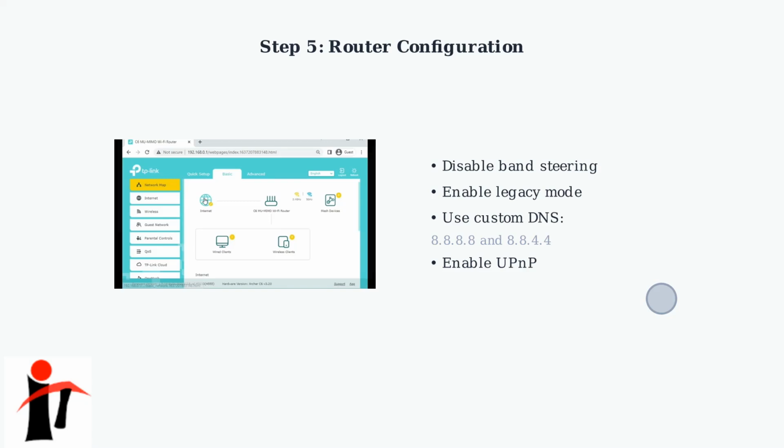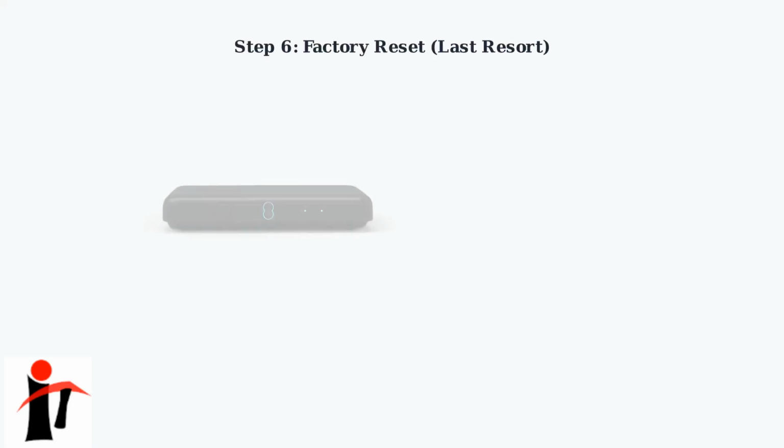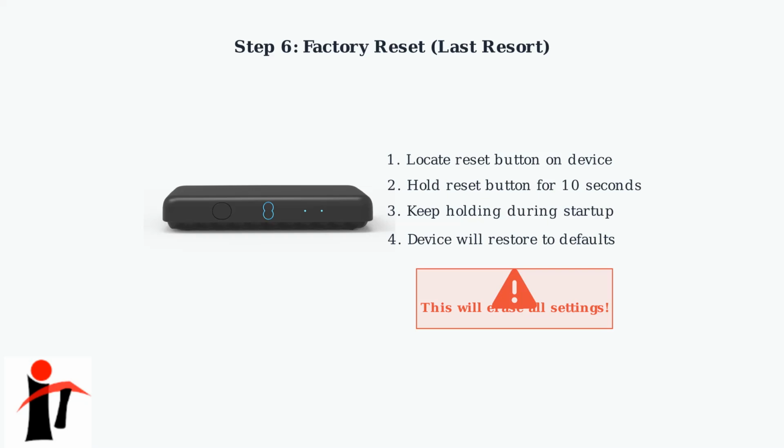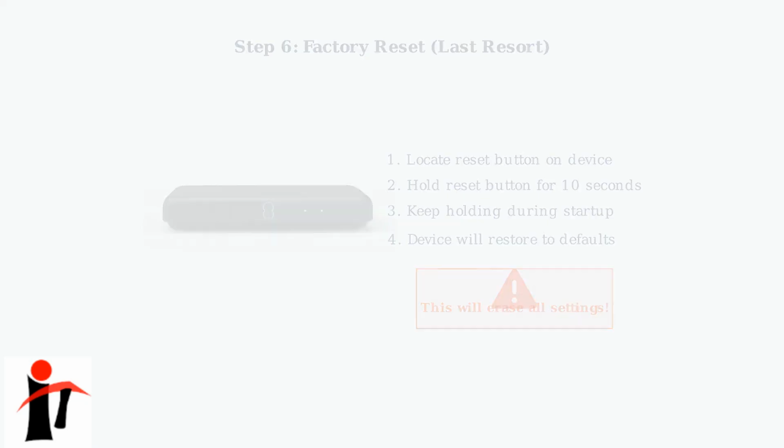Disable band steering if available, enable legacy mode for better compatibility, and consider using custom DNS servers like 8.8.8.8 and 8.8.4.4 for improved connectivity. As a last resort, perform a factory reset of your EE Box Mini. Hold the reset button for 10 seconds during startup.